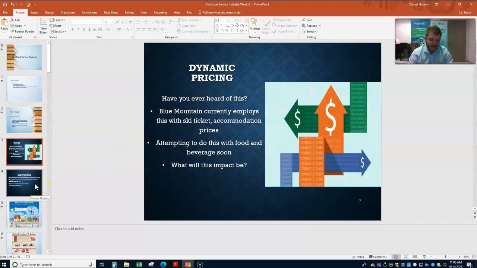A couple things that I want to talk to you about that I have seen happening in the industry, and one of which is called dynamic pricing. So I don't know if you have heard of this before. Currently, Blue Mountain is one of the ones who are seeing how this works. So I think 2 years ago was the first year that they started it. And essentially what dynamic pricing is, is that you change the prices of a product that you sell based on demand.